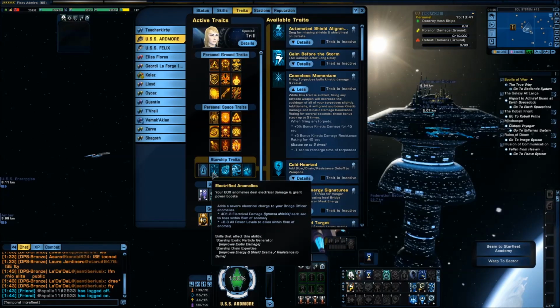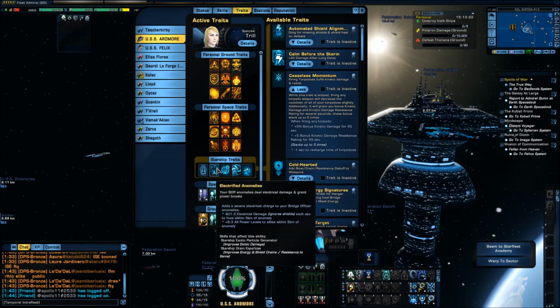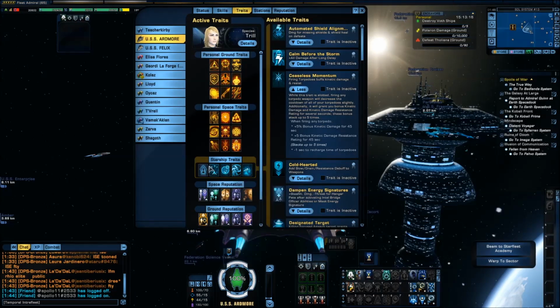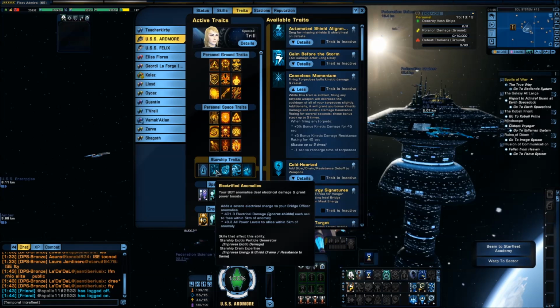We have electrified anomalies. This comes off of the recent summer event ship, the Ryzen Weather Control Vessel. This gives electrical damage. This scales with EPG. It adds a severe electrical charge to your bridge officer anomalies, and this includes gravity well, this includes subspace vortex, etc., etc. And it is affected by drain expertise and EPG. It also gives you extra power levels to allies within 5 kilometers of the anomaly.